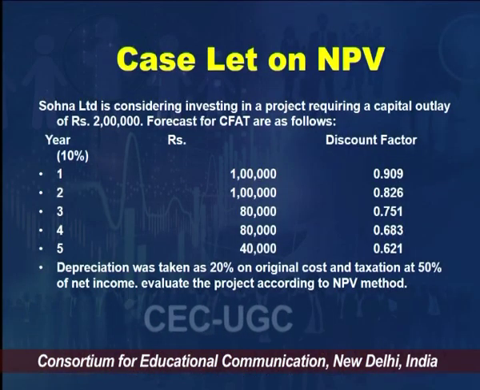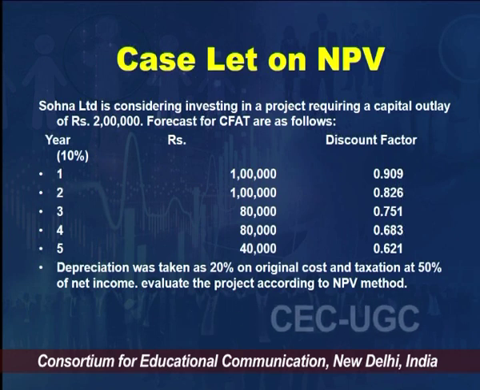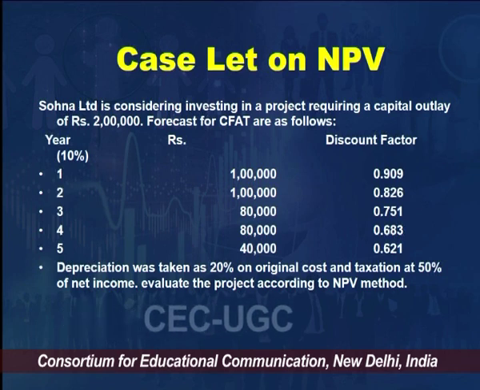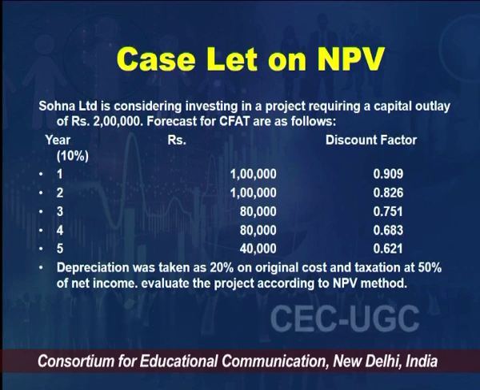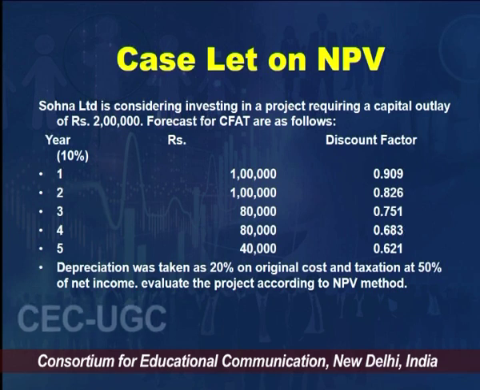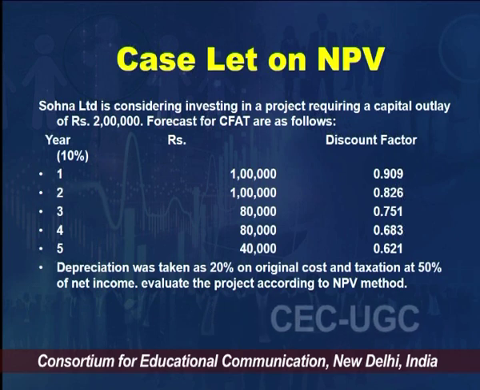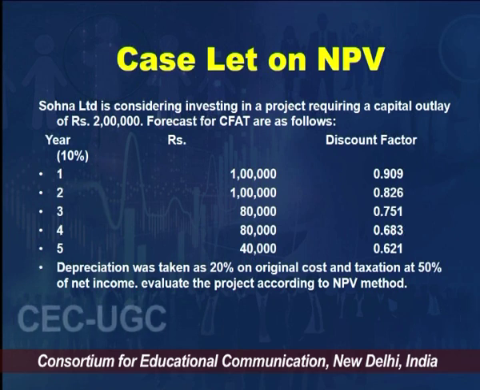So, we have been given 5 years, and data of cash inflows for each year, which is different, which is not consistent. In the previous case, the cash flows after tax were 80,000 per year, I hope you remember. But here in this case, our cash flows are different every year. And luckily in this example, the discount factor is given, so we need not go to the table, from 0.909 to the last one, 0.621.